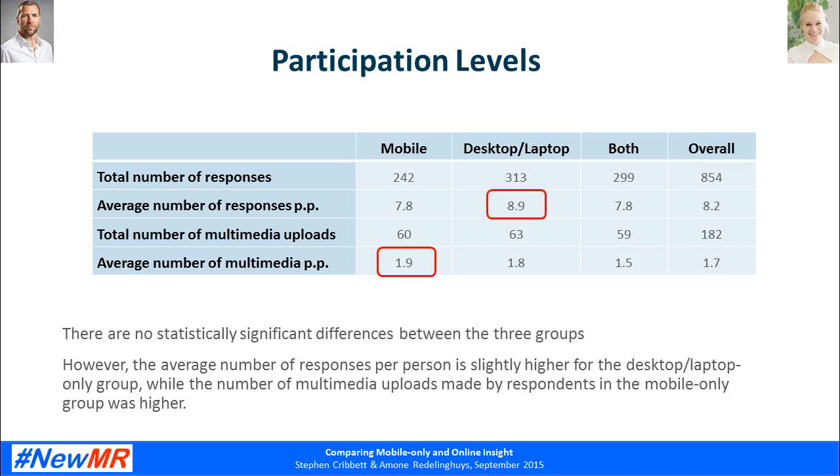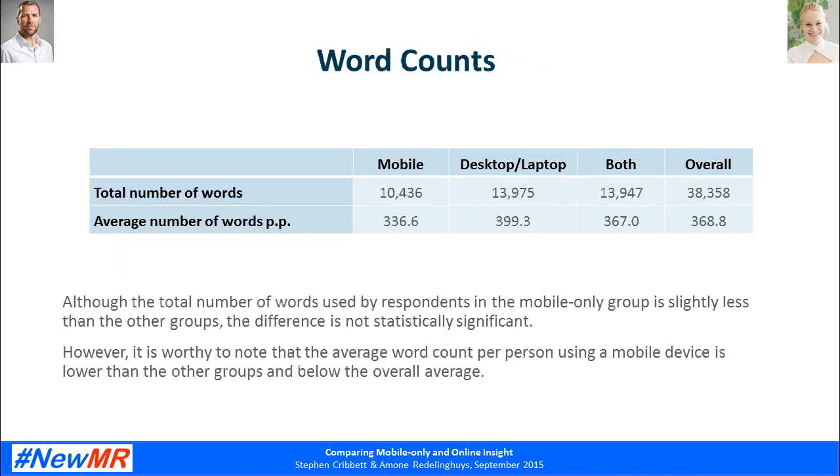If you look at the participation, you will see that the group using desktop and laptop devices had a higher average number of responses per person. However, the number of multimedia uploads were higher for the mobile group. This might be an indication that when you are in front of a laptop or a desktop, it might be easier to take part more than once, and it might be easier to express. However, with a mobile device, it might be a little easier to upload a multimedia, like a photo or a picture that you have with you.